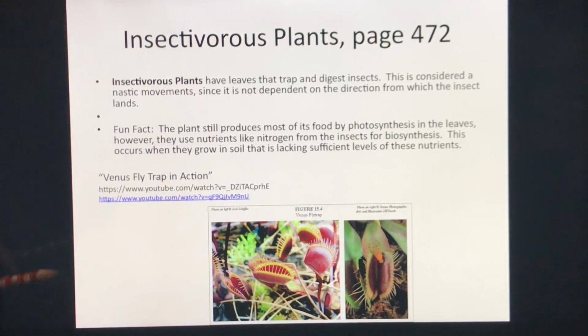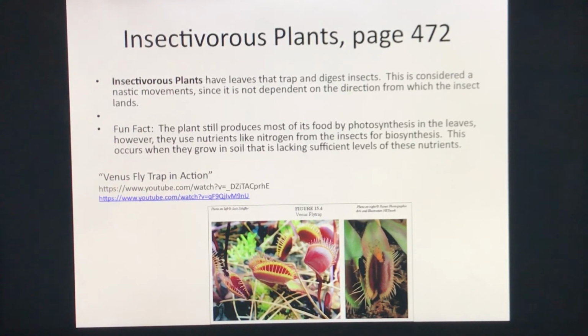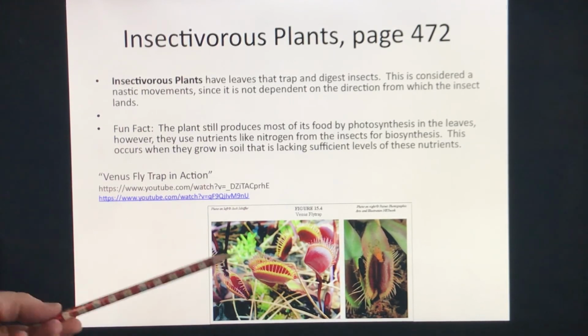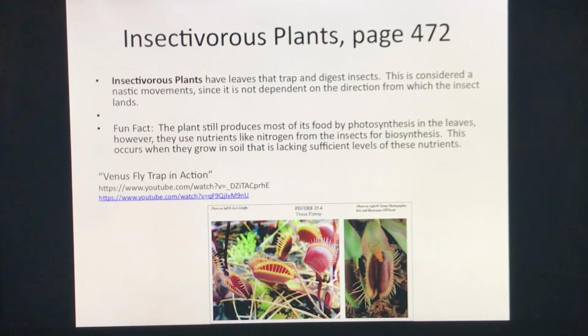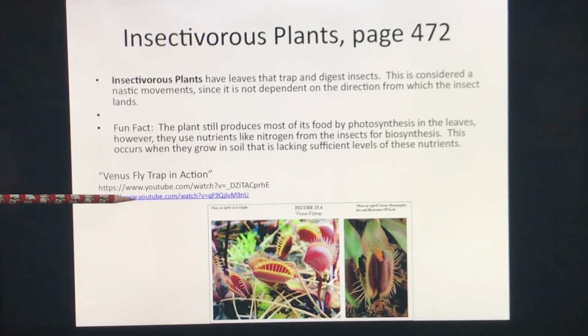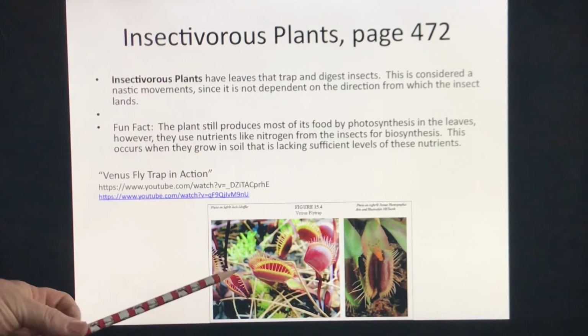And these plants, an example being the Venus flytrap, have leaves that trap and digest insects. And this movement of the leaves is considered a nastic movement since it's not dependent on the direction from which the insect lands. And I am going to be posting the links to these YouTube videos on Google Classroom, if you want to take a look at it in action.